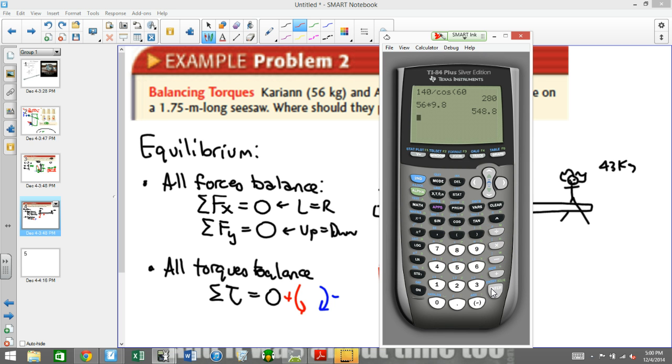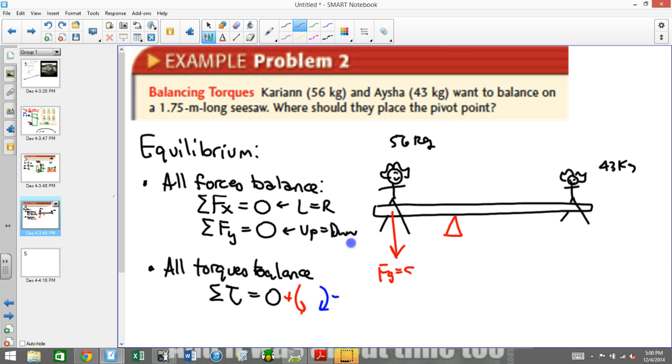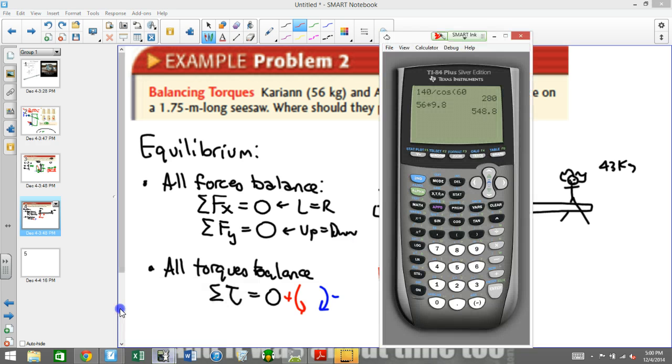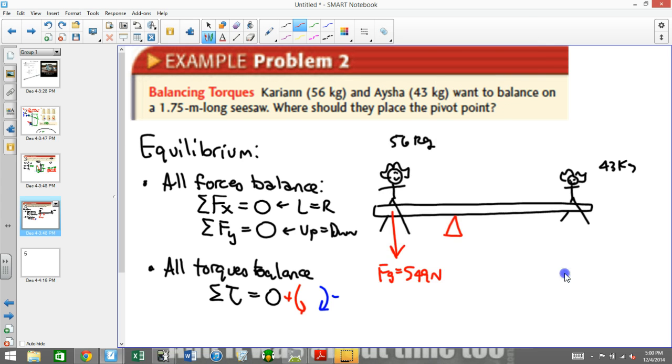And you get 549. And she has a weight of 43 times 9.8. So 43 times 9.8, 421.